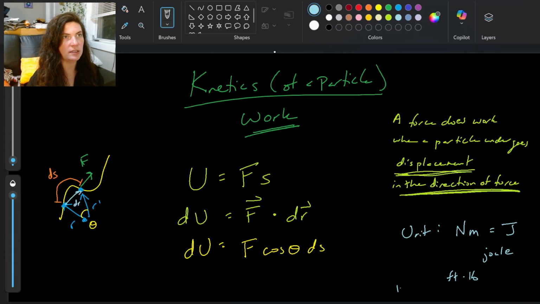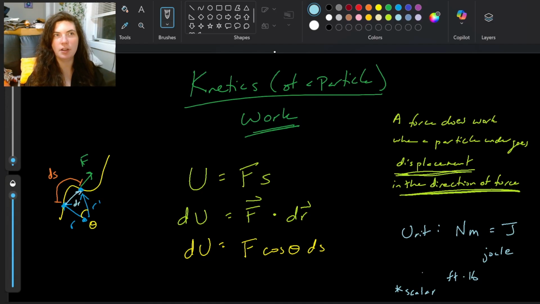And we will note this is a scalar. It does not actually have a direction associated with it. It is not a vector itself, since a dot product gives a scalar answer, and work is a scalar. We don't have to worry about direction. We've really already built it in through the vectors, through the dot product.